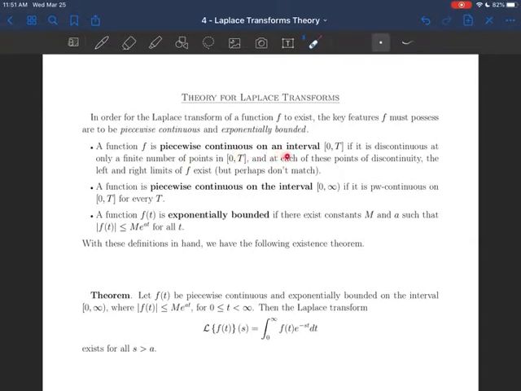So to begin with, we say that a function is piecewise continuous on an interval 0 to t if it is discontinuous at only a finite number of points. So you can't have infinitely many discontinuities on a particular interval, and at each of those points of discontinuity, the left and right hand limits exist.